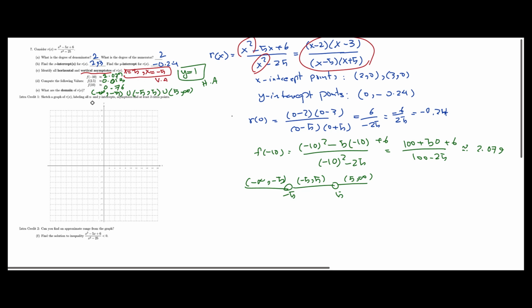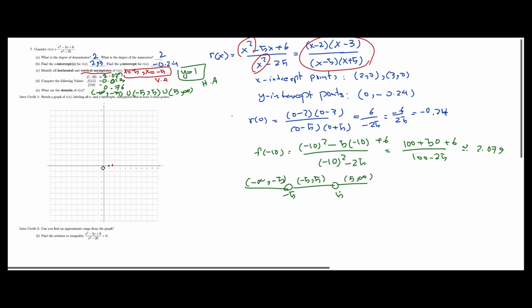Over here, I know that there are 2 x-intercepts, x equal to 2 and x equal to 3. So right there. And then I know that there's a y-intercept at y equal to negative 0.24, which is right about there.